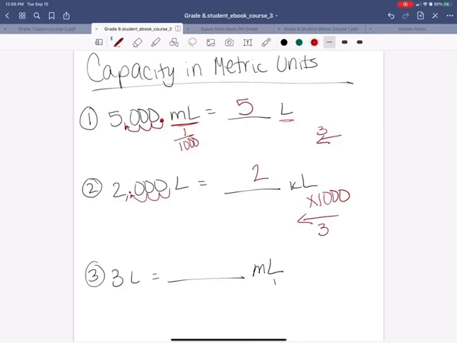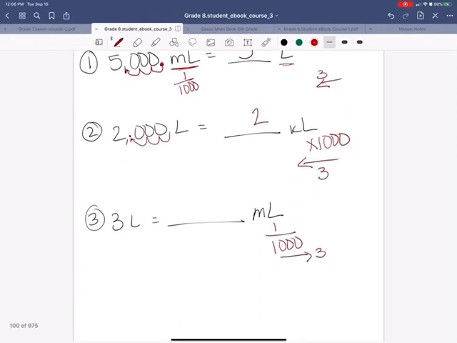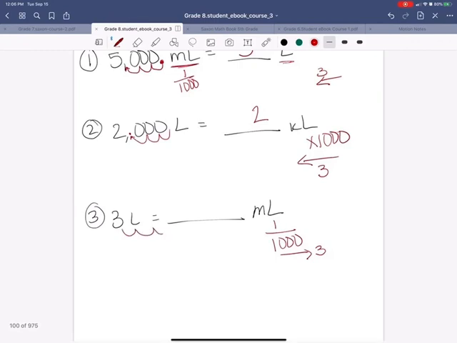And then over here, I'm going from 3 liters to milliliters. Again, this is just 1,000. So I'm going to go 3 spaces in this direction to the right: 1, 2, 3. And I can fill those in with zeros. And I have 3,000 milliliters. All right. Really easy to do once you get into the groove of it.